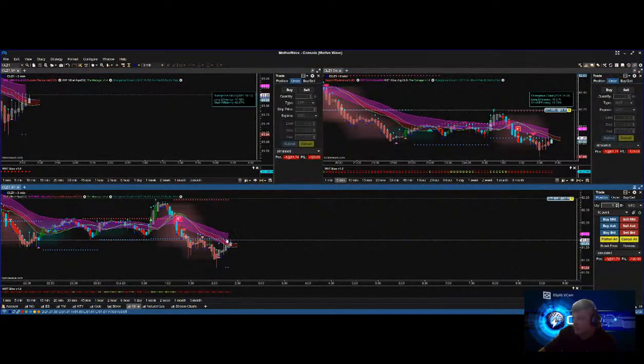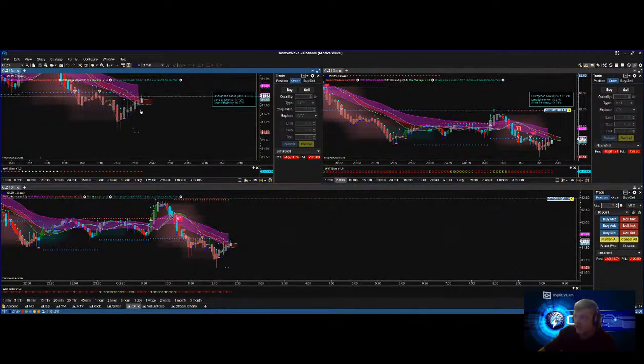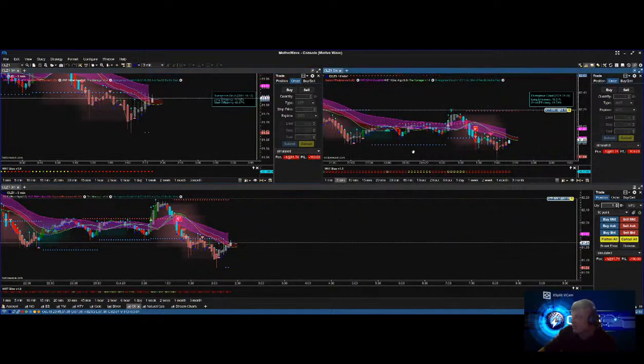It's knocking on the door of this old support, new resistance right here. So it could be a turnaround, but we got nothing on the 1, 3, or 5 minute showing that we need to be getting out right now. So just hang tight on that.